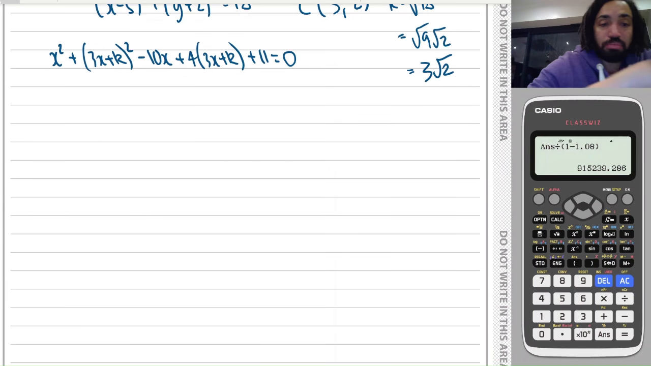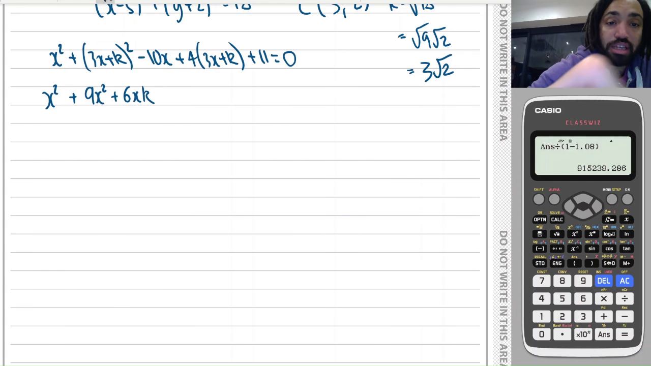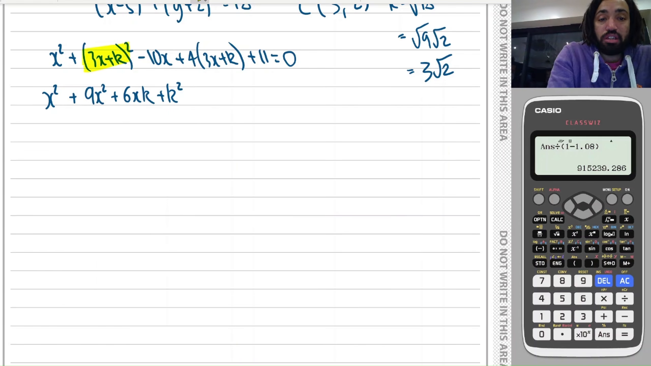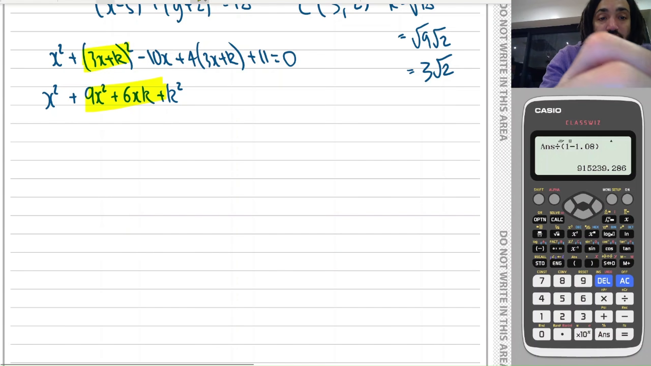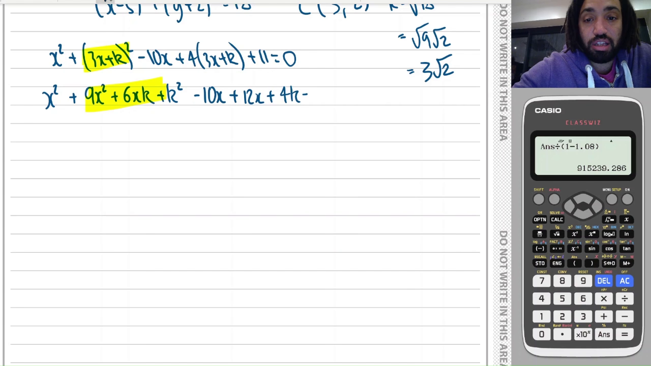So I'm going to expand that out. I'm going to get x squared, I'm going to get 9x squared, I'm going to get 3x times k and another 3x times k, which is 6x times k, and I'm going to get k squared. So that all comes from expanding this double bracket here. Next I've got minus 10x, and here I've got plus 12x plus 4k plus 11 equals 0.